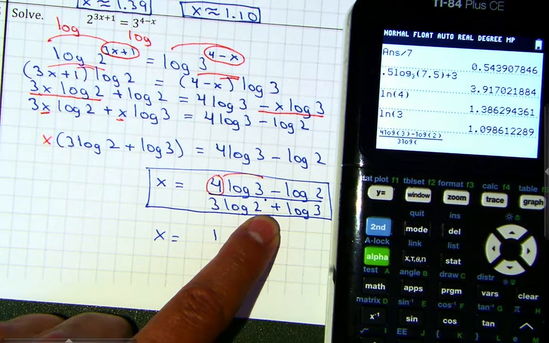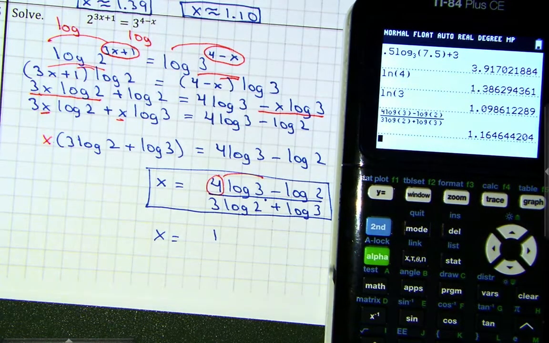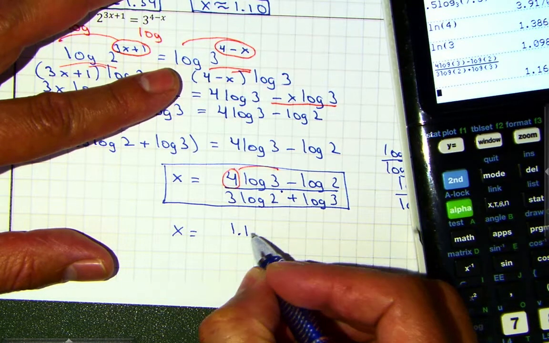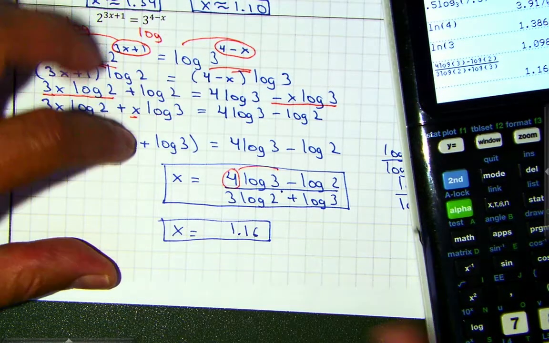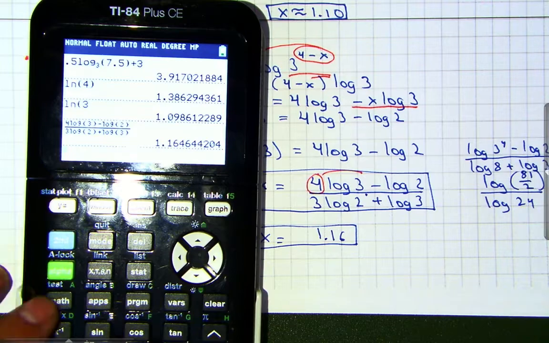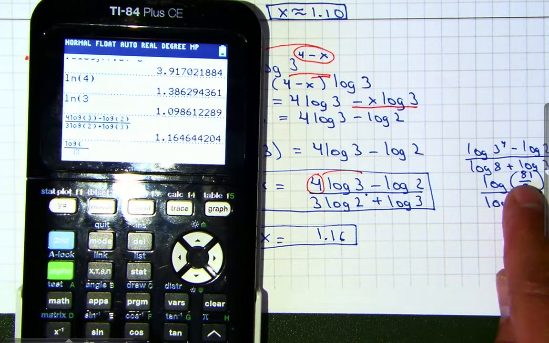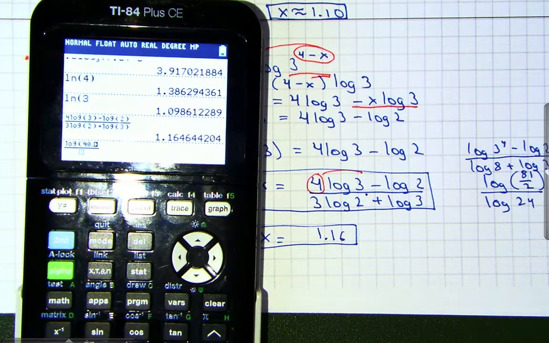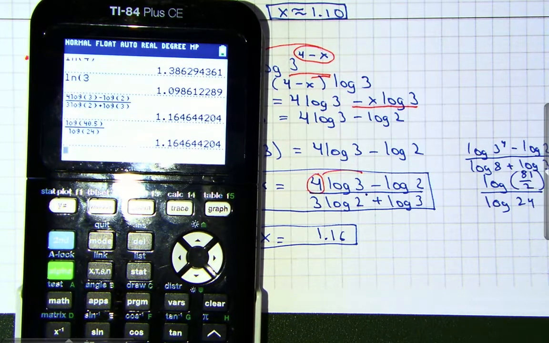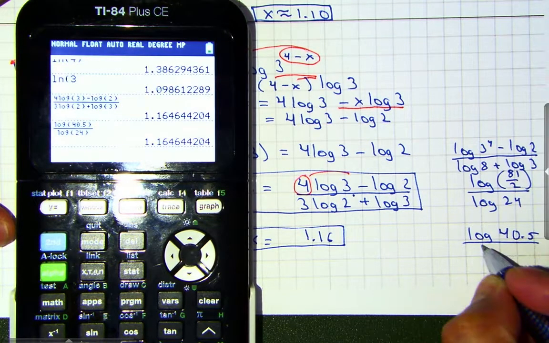So therefore, it'll be 1.16. Now let me see if I did this correctly. If I did this correctly, then I want to do a log. 81 divided by 2 is 40.5. Correct? And I can even do the log of 40.5 over the log of 24.